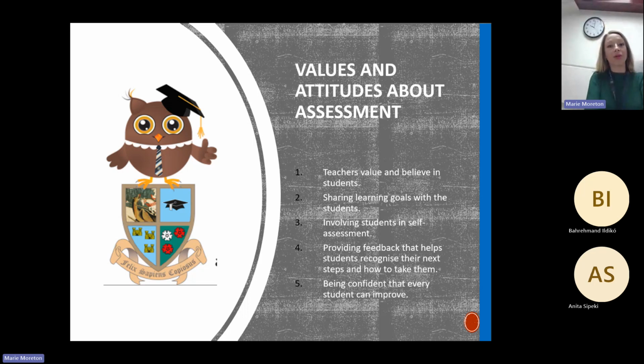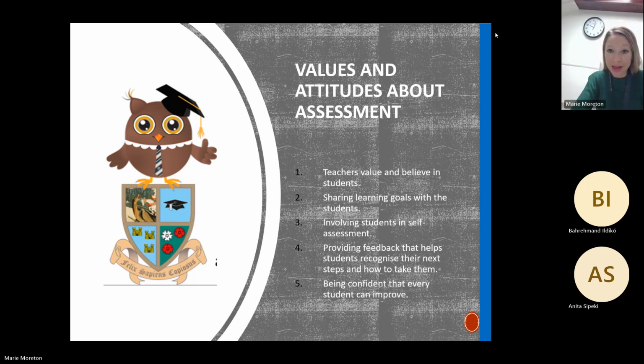So before I start with all of those things, we can look at the kind of values and attitudes that we have about assessment at Britannica. So we believe in every student. We believe that every student can achieve. We believe in sharing the learning goals with our children so that they know what they're working towards and also how to get there. We believe in providing feedback to our children so that they know what they need to do to take their learning and their progress to the next step. And we're confident that with the right support and the right level of challenge, every child can progress and reach their potential.